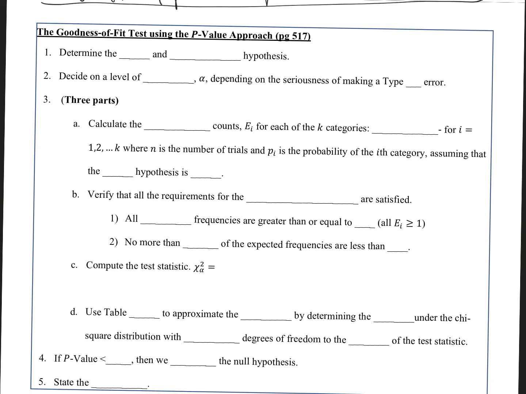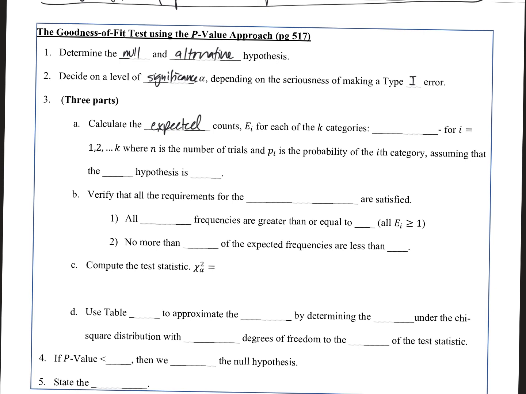So once again, the first 2 steps are the same for the classical and the p-value approach. It starts to get different on step 3 and forward. So first, determine the null and alternative hypothesis. Second, you're going to decide on a level of significance, depending on the seriousness of making a type 1 error. After that, you're going to go ahead and calculate the expected counts, E sub i for each of the k categories.